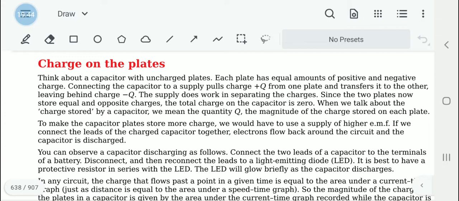Leave a line and write. The positive plate carries a charge of plus Q, and the negative plate carries a charge of minus Q. As a result, overall charge on the capacitor is 0. Therefore, when we talk about the charge stored by a capacitor, we talk about the charge on one plate.